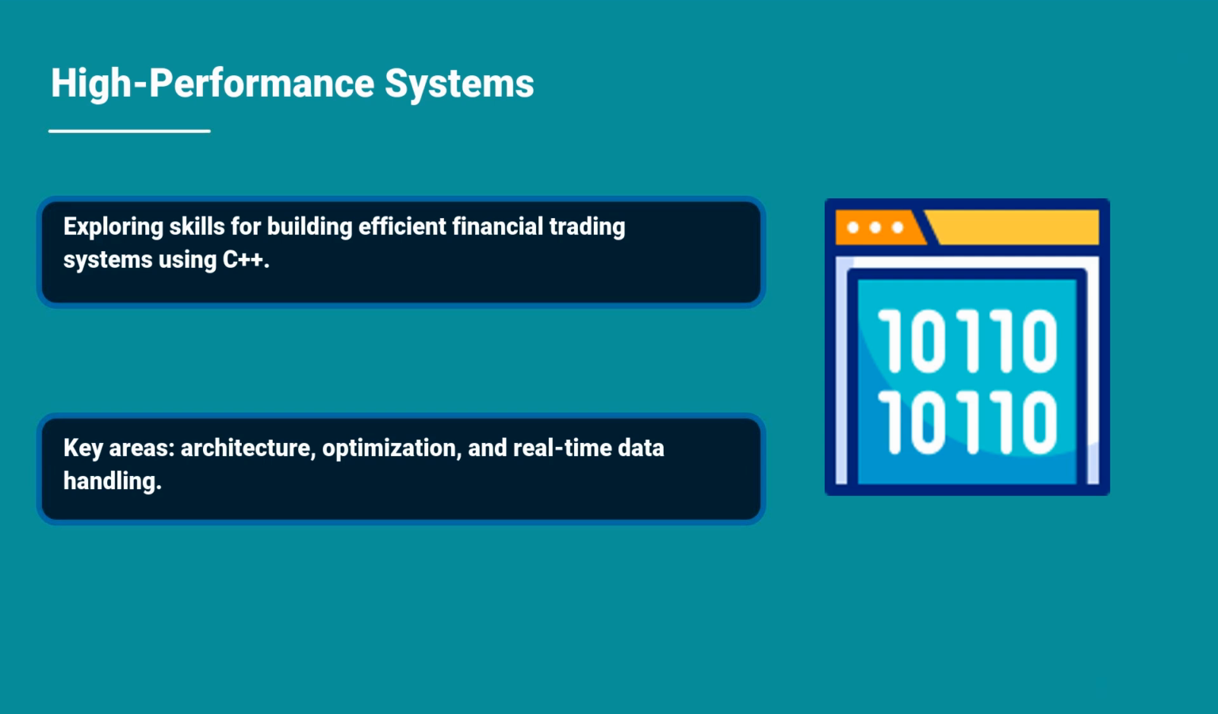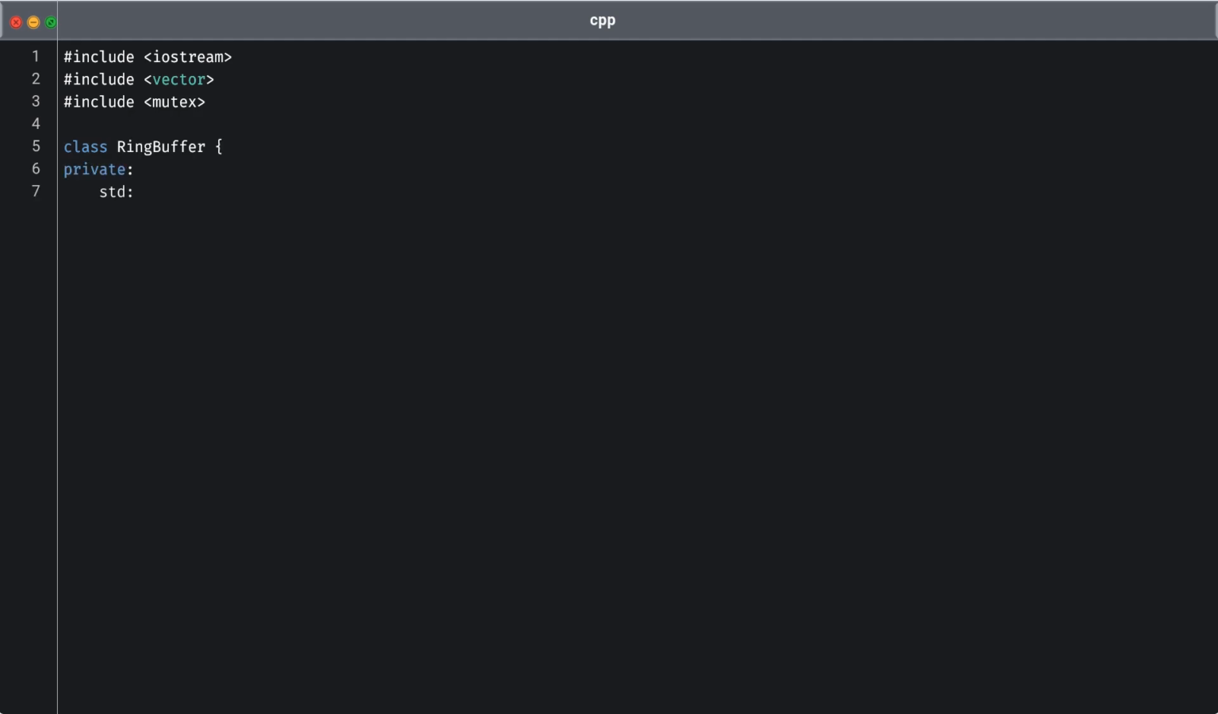Now, we will talk about building high-performance trading systems. The ring buffer class is a fundamental building block for efficiently handling real-time market data in high-performance trading systems. This class uses a vector to store the market prices while keeping track of the head and tail indices to manage the circular nature of the buffer.